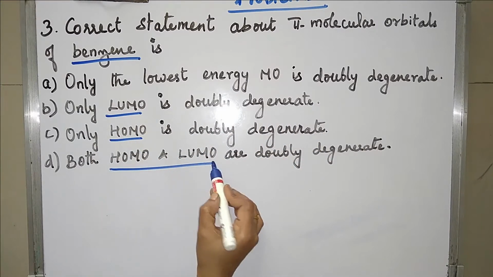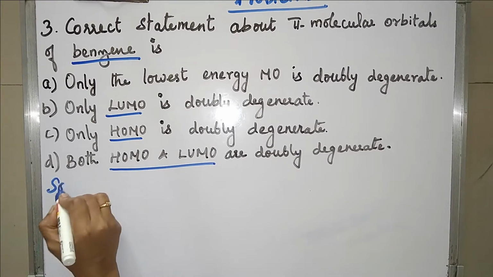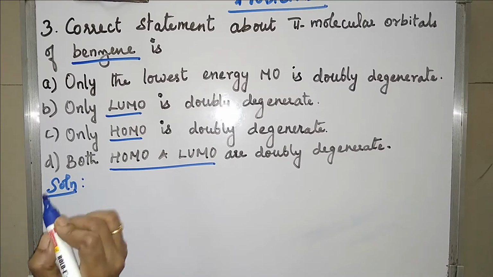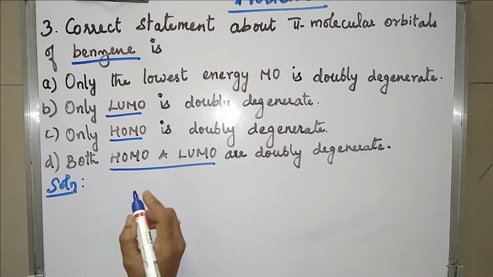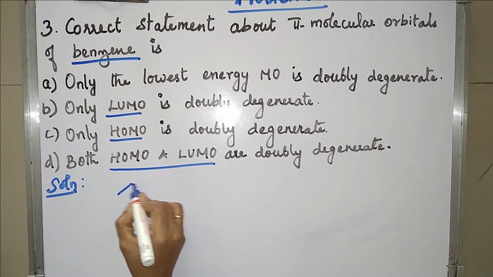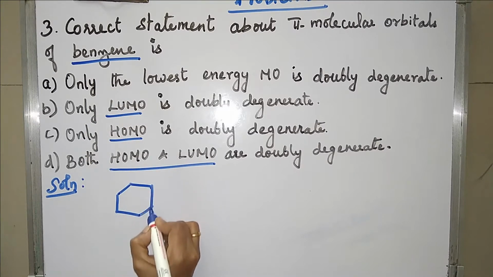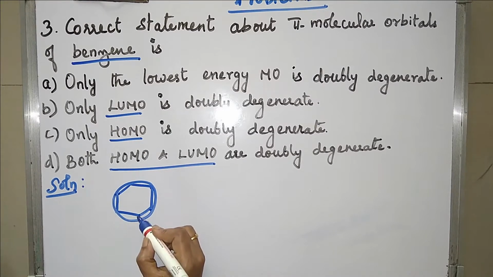Both HOMO and LUMO are doubly degenerate. We need to see now. Okay, we'll see. Now we need to see the benzene. How to draw it, I already said the tricks in the last video. How to draw the benzene energy levels.